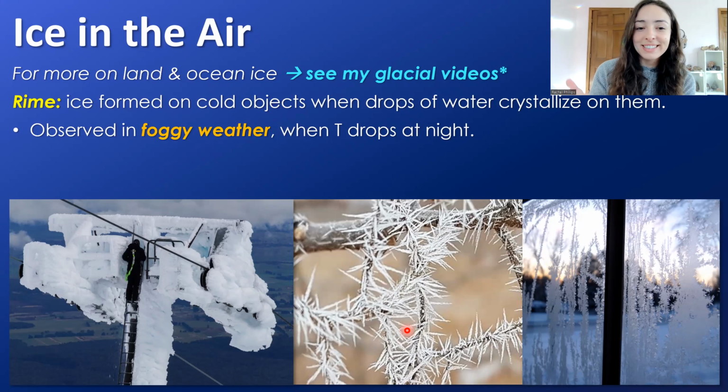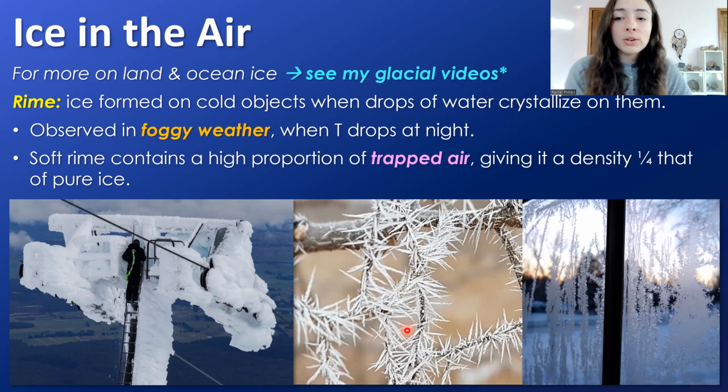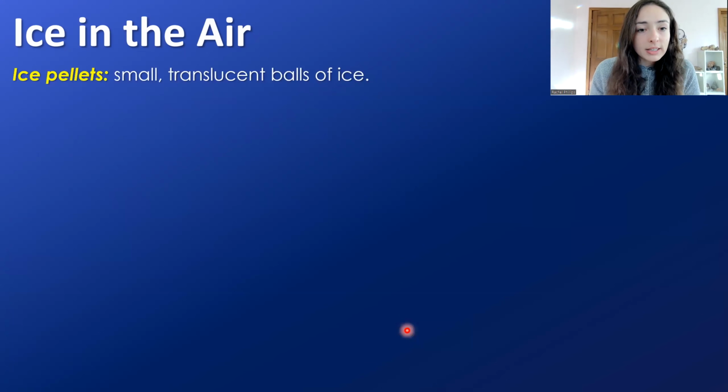We are all curious. But anyway, soft rime contains a high proportion of trapped air, so it has a density that is about 1/4 of pure ice, or much less than pure ice typically. And now moving on to ice pellets. So now we're moving into the realm of ice falling from the sky rather than just condensing onto things. And ice pellets are exactly what they sound like.